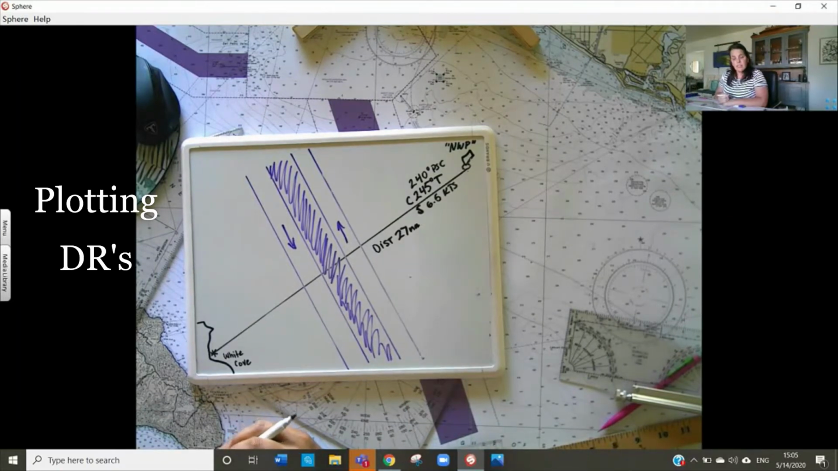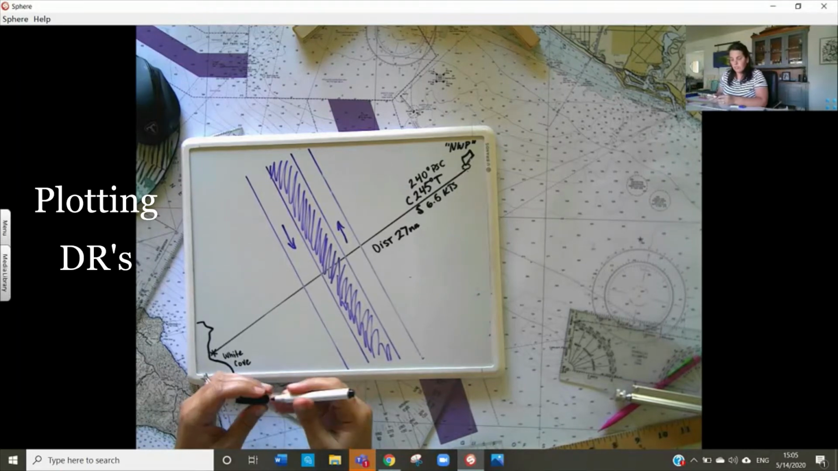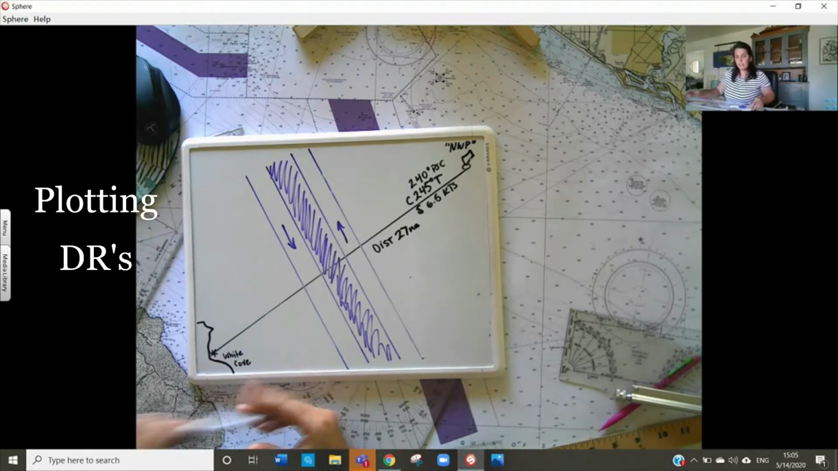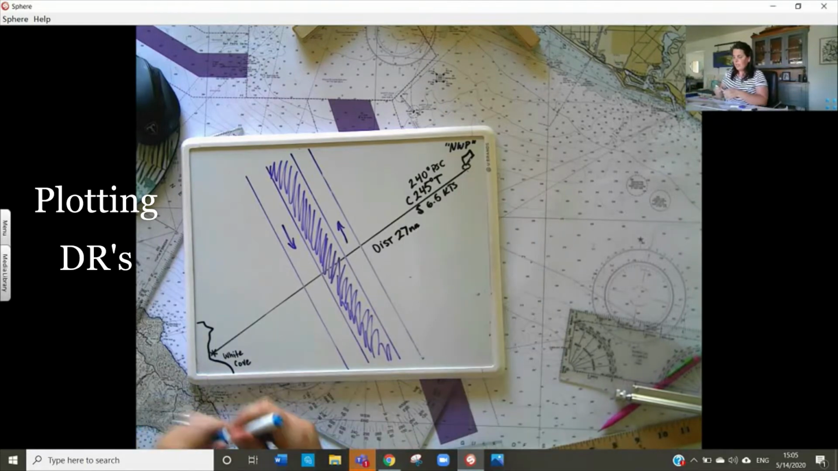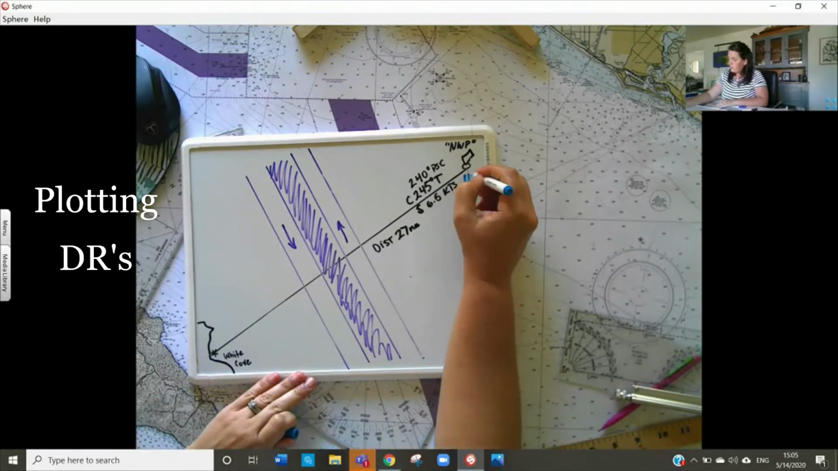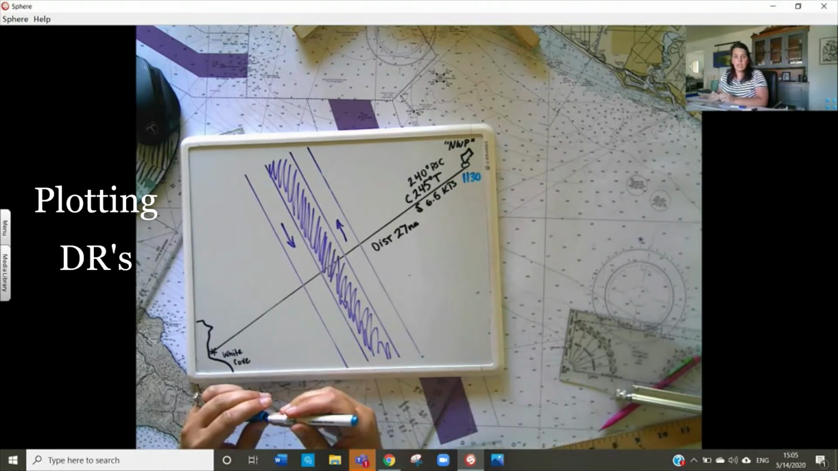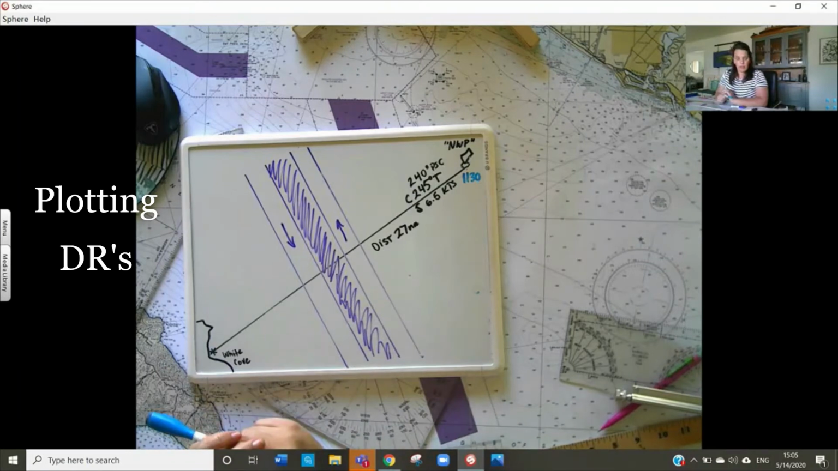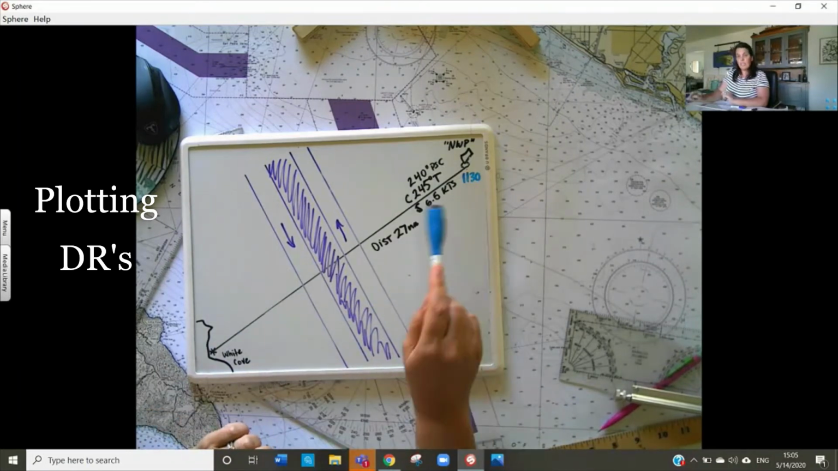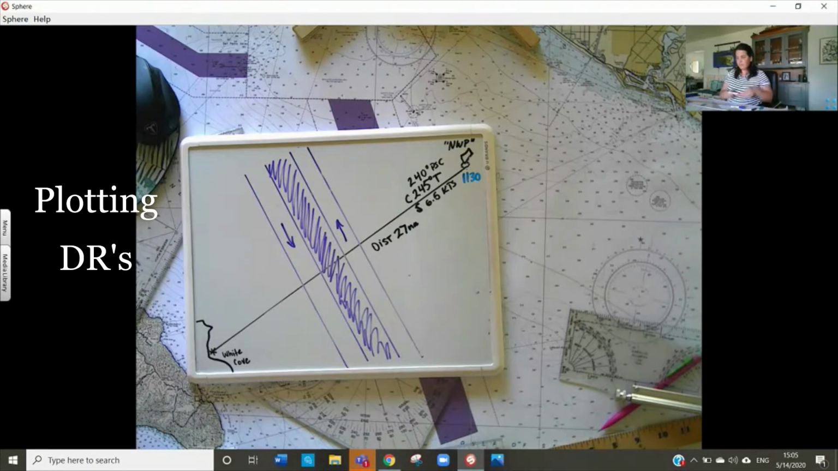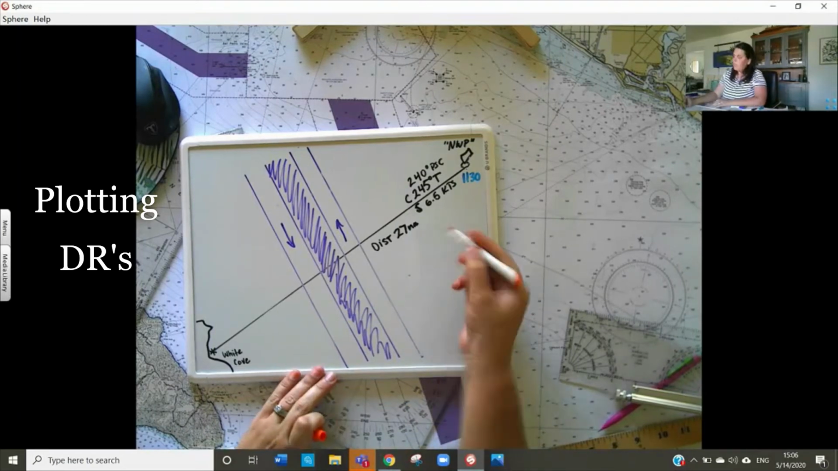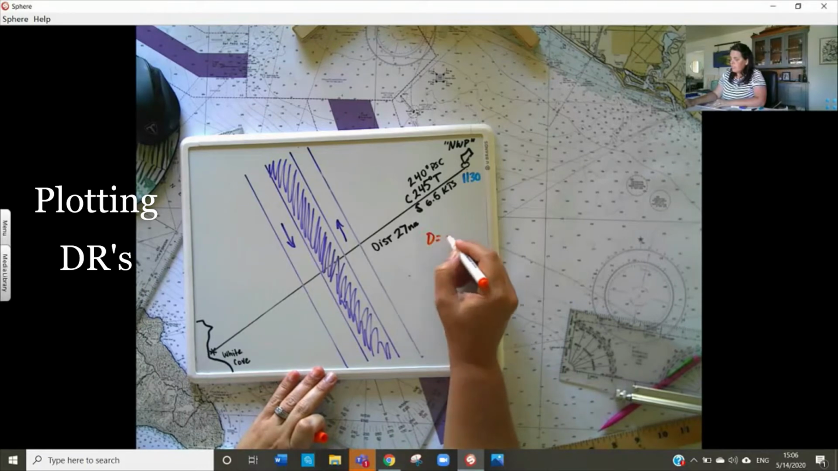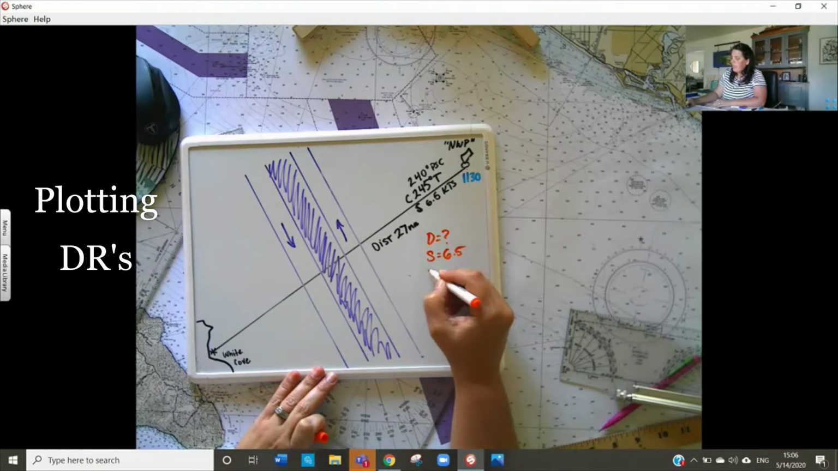Our next task is to plot our DR positions. So we left our NWP buoy at 11:30. So we need to put a DR for every hour. So we need to go to the top of the hour and then every hour from there. So we have 30 minutes we need to get to noon. So if our distance is what we're looking for, our speed is 6.5, our time is 30 minutes.